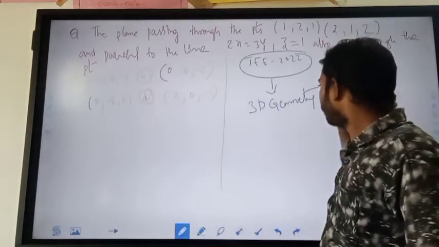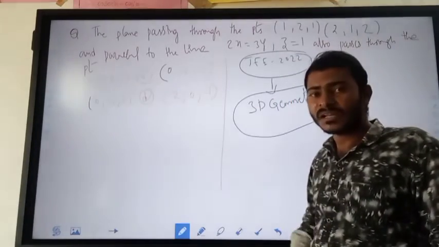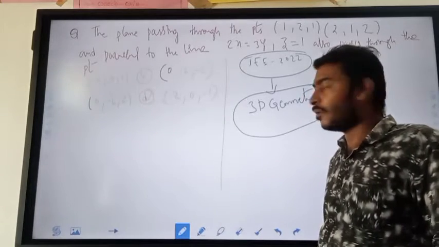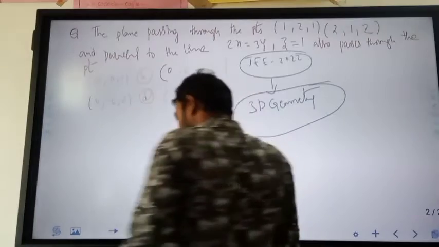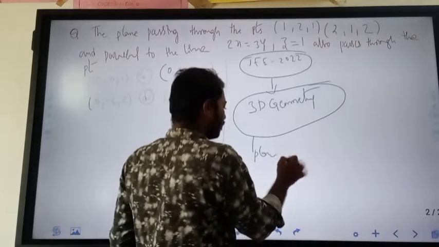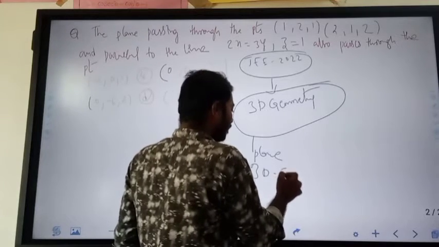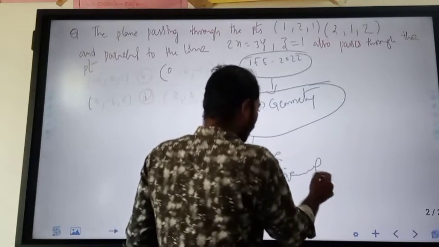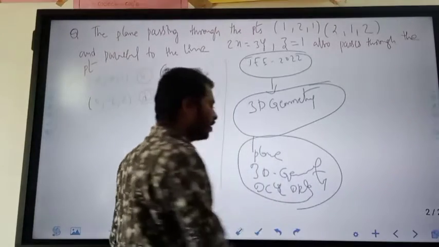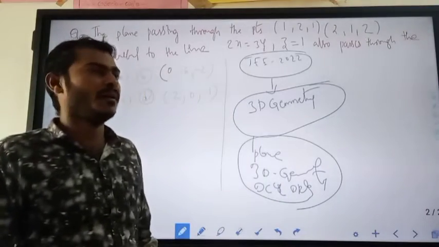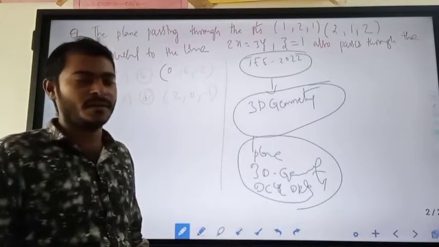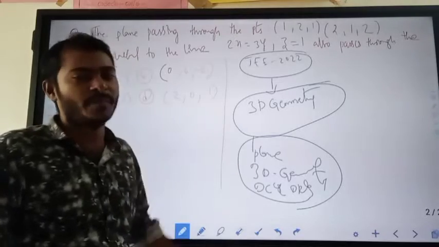Now 3D geometry consists of three chapters. What are the three chapters? Planes, 3D geometry, and DCs and DRs. These three chapters we call three-dimensional geometry.